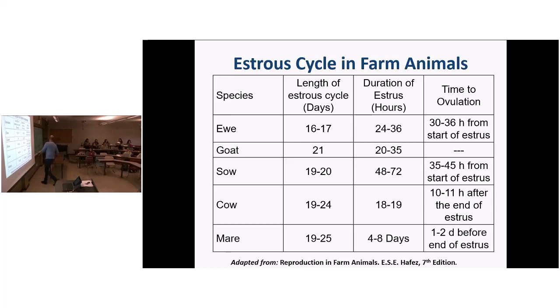If estrus is a time where the female accepts the male, and ovulation just occurs somewhere in here, it means that the sperm cell will be deposited here, and it will stay around for a few hours. It is required. We're going to see in one of the other classes that the sperm cell needs to be inside the female tract for a few hours for maturation. And then ovulation occurs.